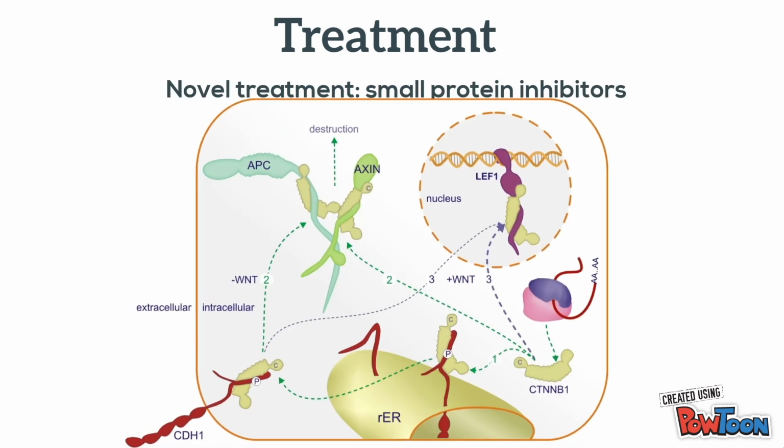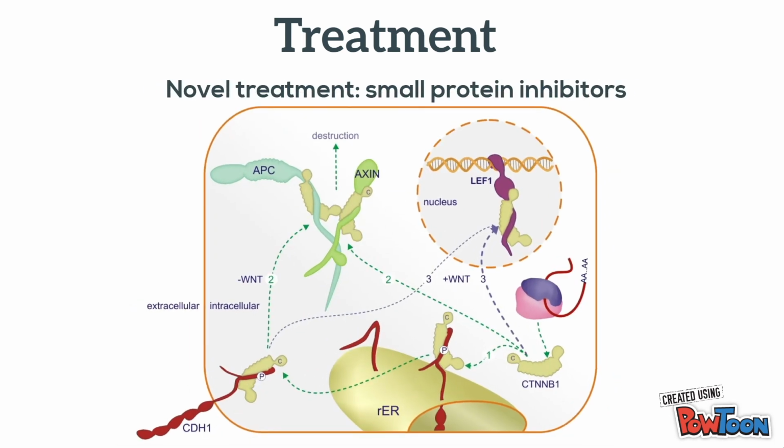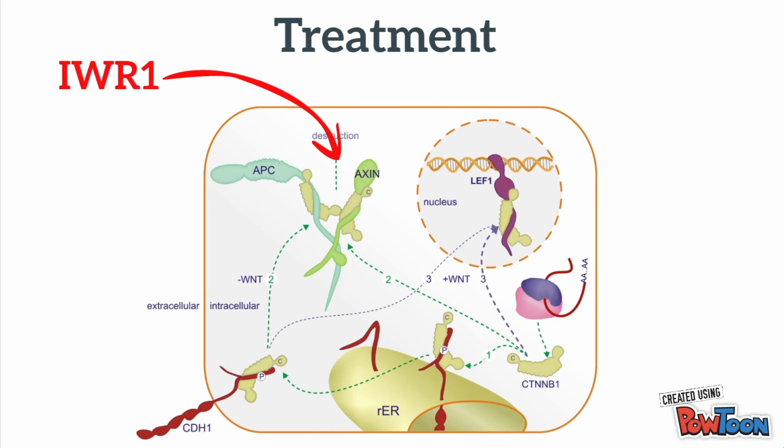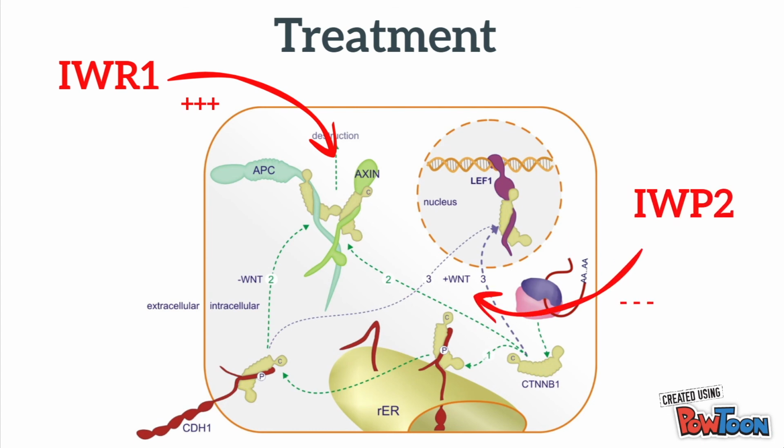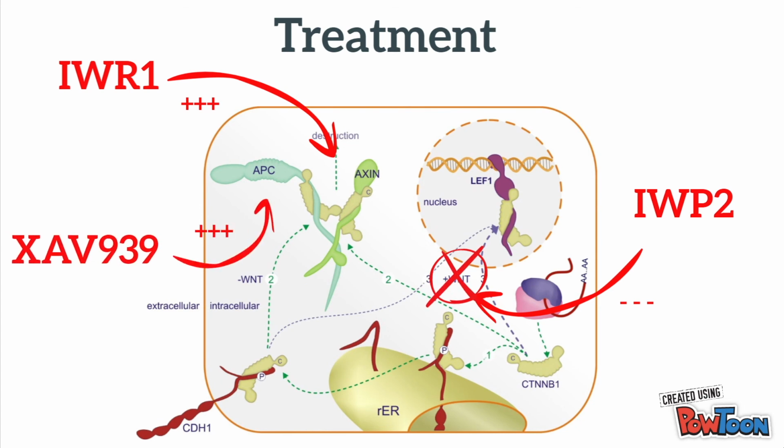Another way to treat FAP is by small protein inhibitors. This type of medicine acts upon the different proteins in the Wnt pathway. This treatment is still experimental and is being tested in different trials. Promising agents are IWR1, which stabilizes axin and promotes the formation of the destruction complex. IWP2, which inhibits acetylation and secretion of Wnt ligands. XAV939, which inhibits degradation of axin and thus promotes the formation of the destruction complex.